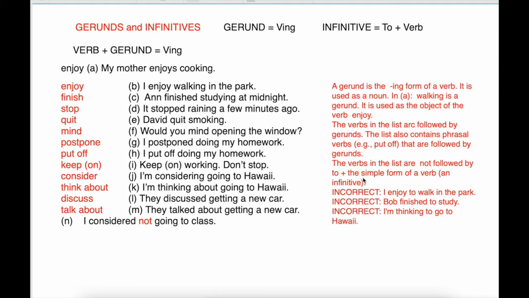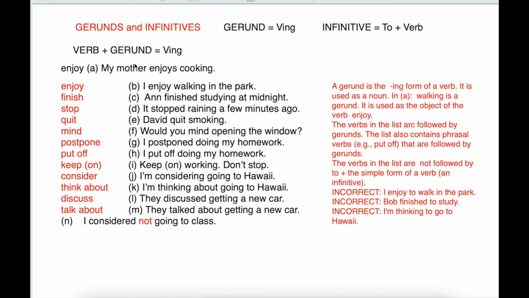Hello friends, and in this course we are going to study gerunds and infinitives. First, what is a gerund and what is an infinitive? The gerund is the verb plus -ing, like walking or talking. This is the gerund form. And the infinitive form is to plus verb, like to go, to see, to talk, and something like that. That is the infinitive, and the verb with -ing is the gerund.